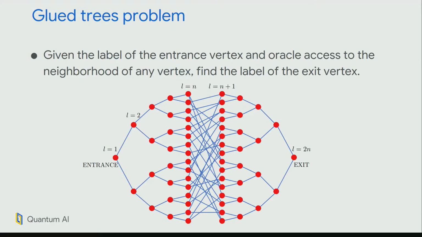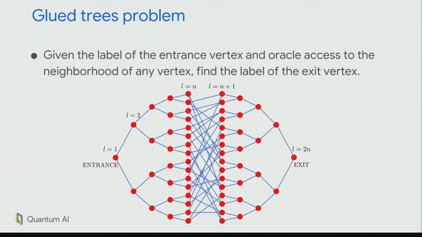And with the oracle, you can give it the name of a vertex, and the oracle will tell you its neighbors. So for example, if you give it the entrance vertex, it'll give you the labels of this vertex and this vertex. If you give it this vertex here, it'll give you the labels of the two forward vertices and this one as well. You only have this kind of oracular information. You're given the label of the entrance vertex, and your goal is to output the label of the exit vertex. This is the glued trees problem.